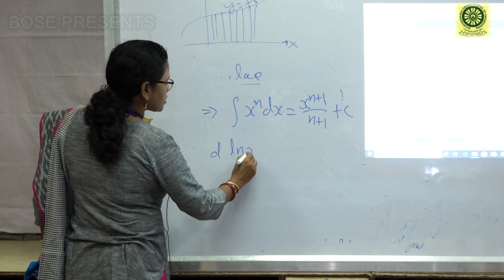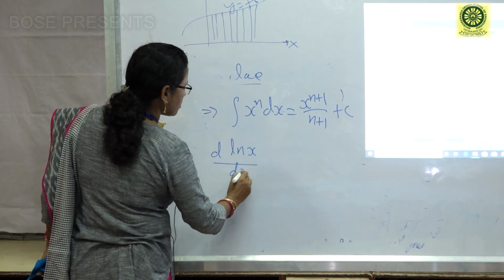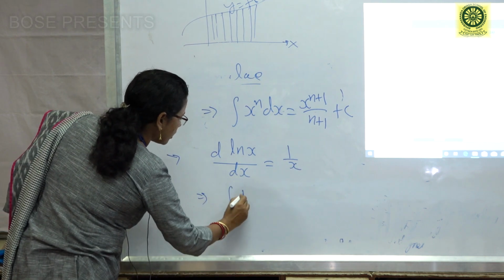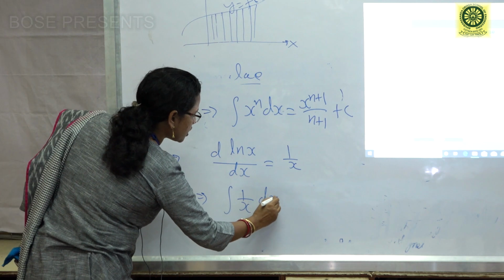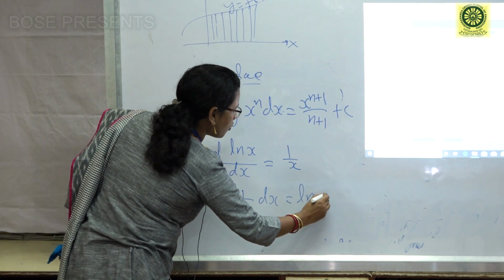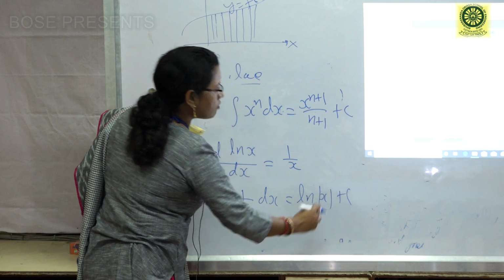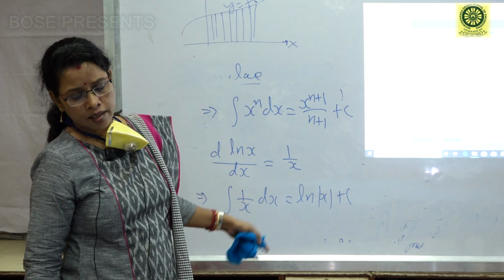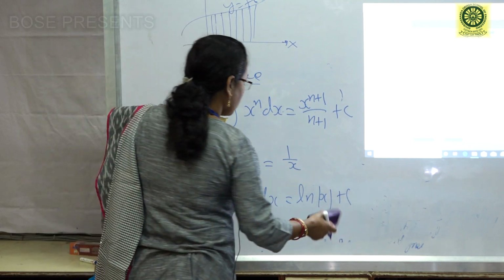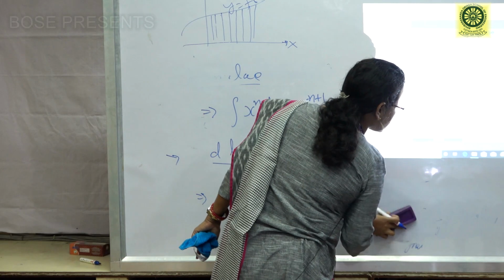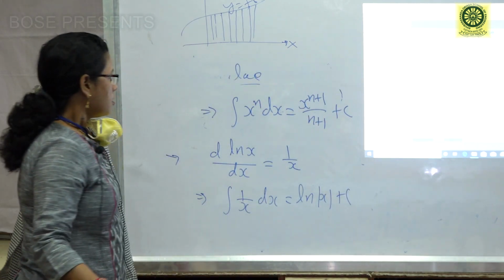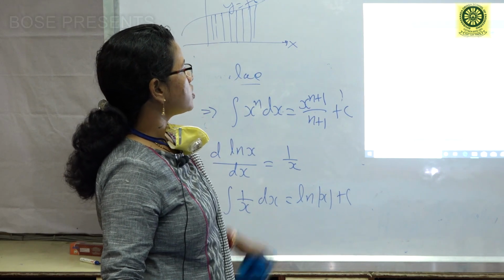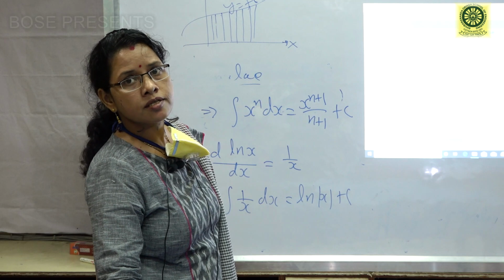is the derivative of ln x, natural logarithm of x, with respect to x is 1 by x. So we can write the integral of 1 by x with respect to x is ln mod x plus c. Why have we taken mod x here? Because the logarithm function cannot be defined on negative numbers, and also 0. So this is that formula. Integral of 1 by x with respect to x is ln mod x plus c.